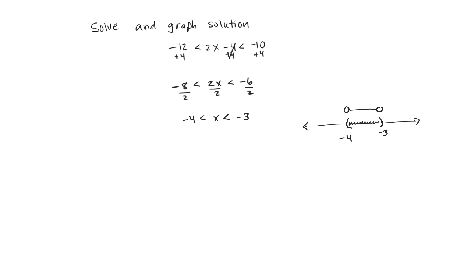Okay, and then using interval notation, our solution goes from the endpoint negative 4, not including it, all the way up to negative 3, not including it. So there's our interval notation of the solution.